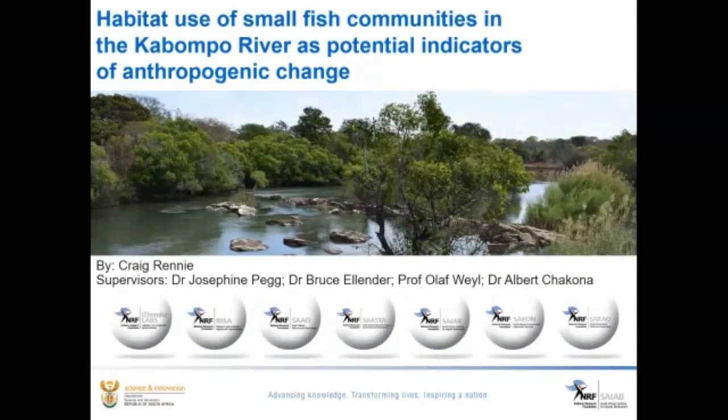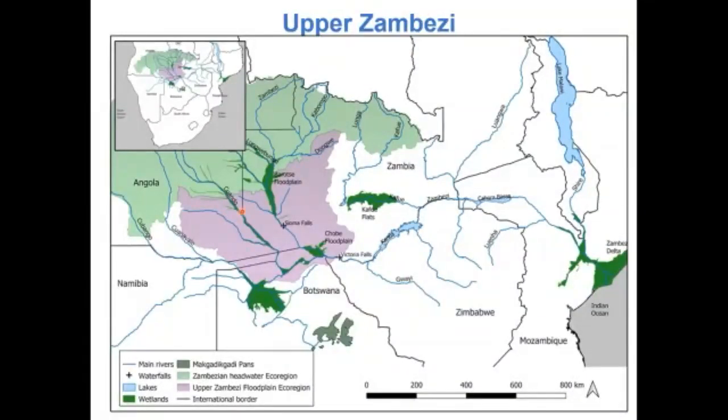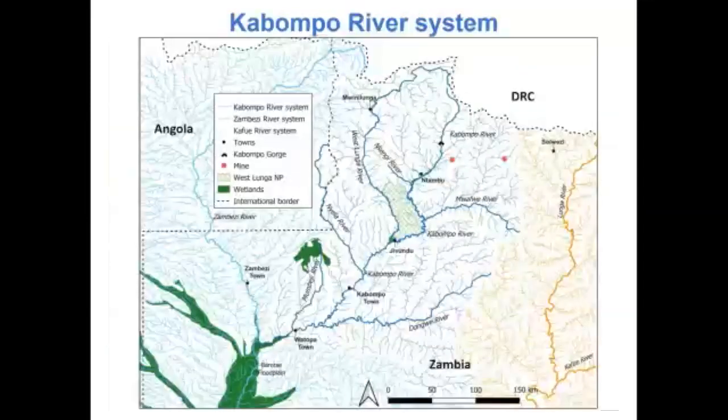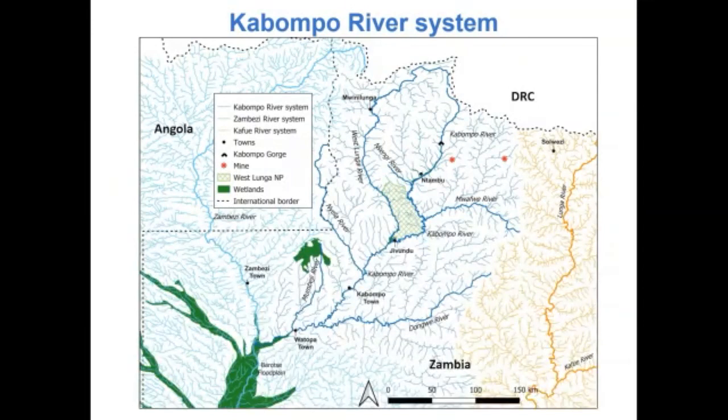Good morning, everyone, and thank you for joining for this brief presentation on the potential use of small fish species as indicators of anthropogenic change in the Kabompo River. The Kabompo River is a large headwater tributary of the Upper Zambezi, located in northwestern Zambia. The Kabompo River system is fairly large, with an estimated catchment size of over 72,000 square kilometers.